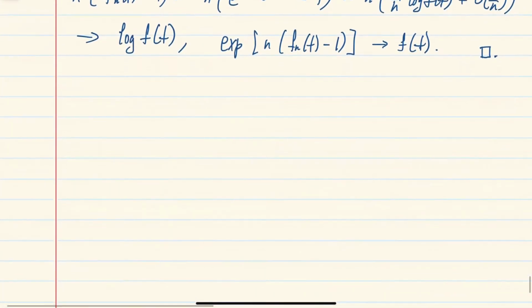Then, corresponding to these compound Poisson distributions, we also have the so-called compound Poisson processes.